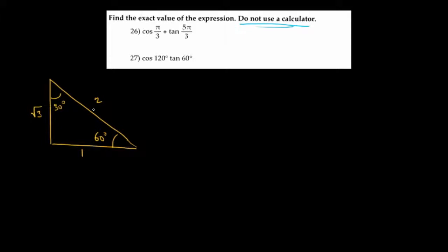Now let's go back to the first question. That is question 26. It says find the cosine of pi over 3 plus the tangent of 5 pi over 3. Obviously the angles you're given here are in radians, so you need to convert each angle given in radians to degrees. A very short way to do this is: anywhere you see pi, you replace it with 180 degrees, because we know that pi radians is 180 degrees.